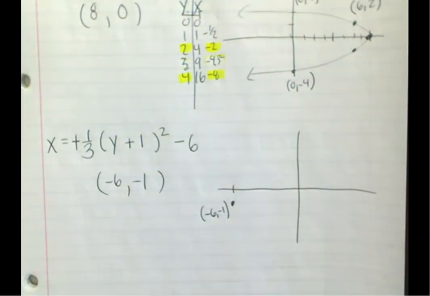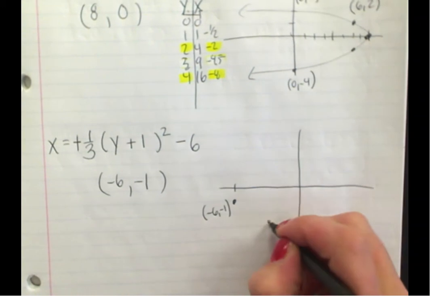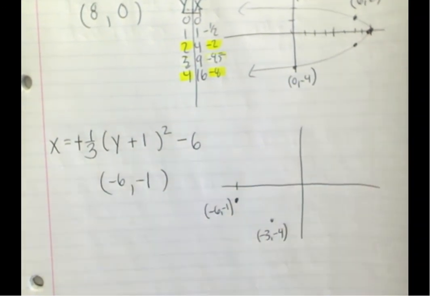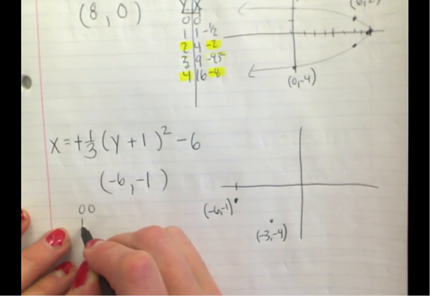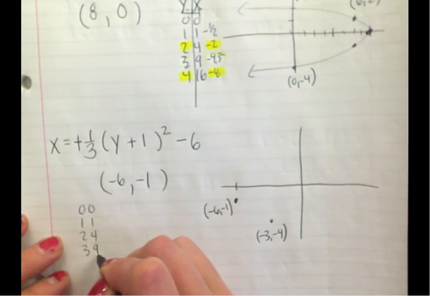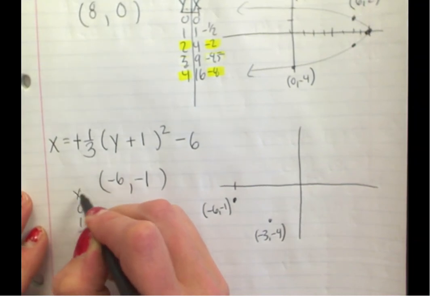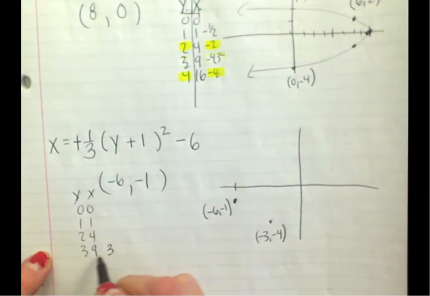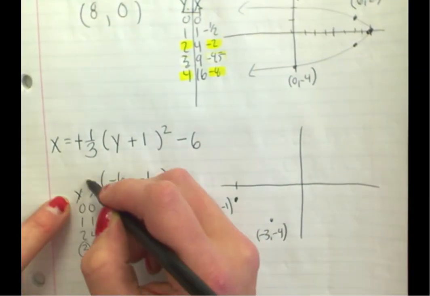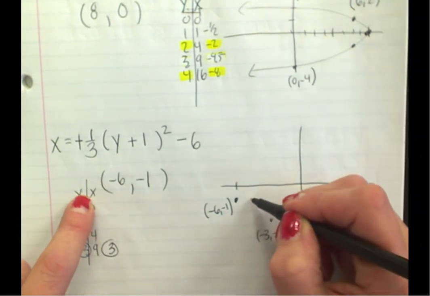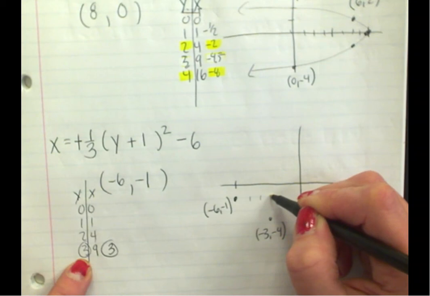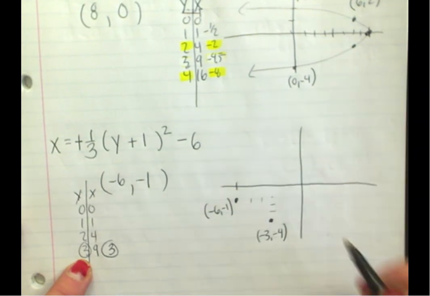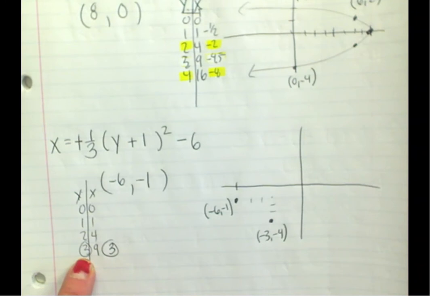Okay. -3. All right, I'm going to leave this here for a second. -3, -4. That's the coordinate that you're looking for. 0, 0, 1, 1, 2, 4, 3, 9. And switch them. X is going to go 1, 2, 3. Y is going to go 1, 2, 3. There it is.